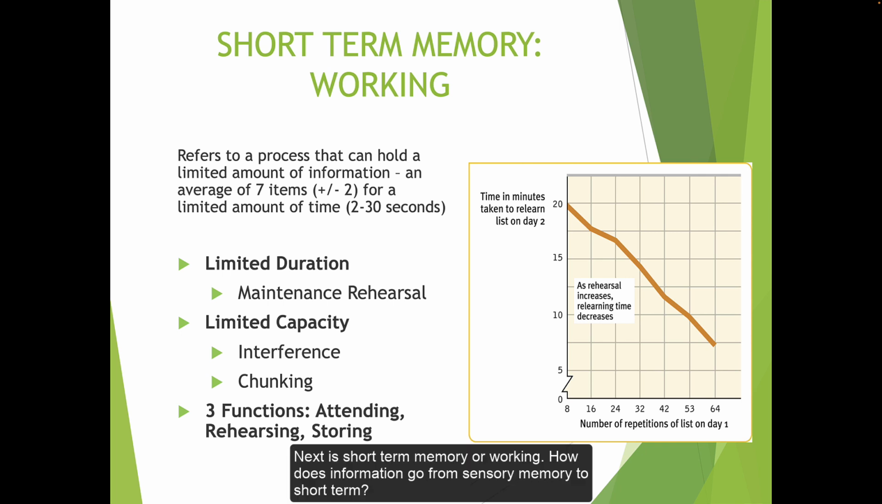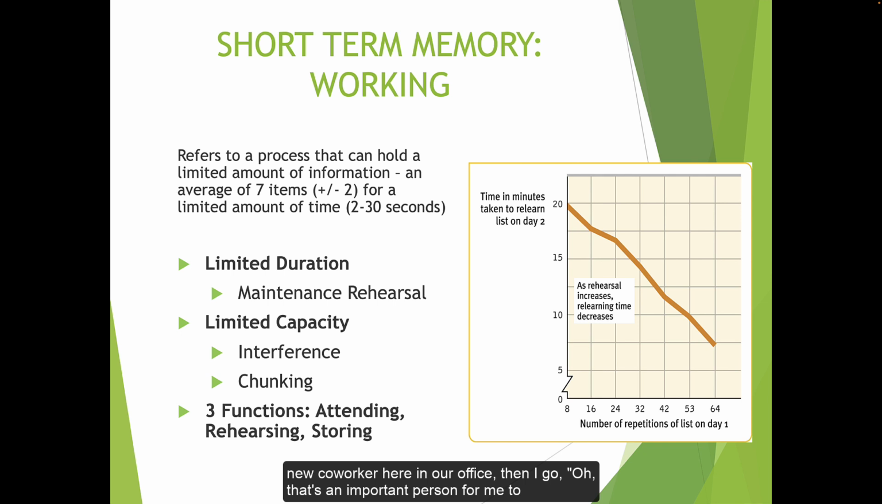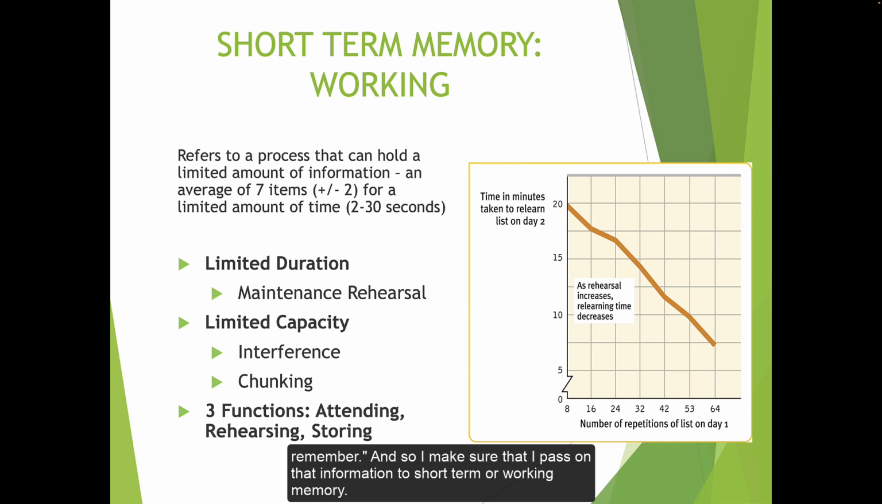Next is short-term memory or working memory. How does information go from sensory memory to short-term? Well, what we need to do is decide that information is important enough so that we start to pay attention to it. I don't know if you've ever done this. You meet somebody and they're introduced to you by name, and a moment later you forget their name. But if someone says, oh, this person's going to be a new coworker here in our office, then I go, oh, that's an important person for me to remember. And so I make sure that I pass on that information to short-term or working memory.